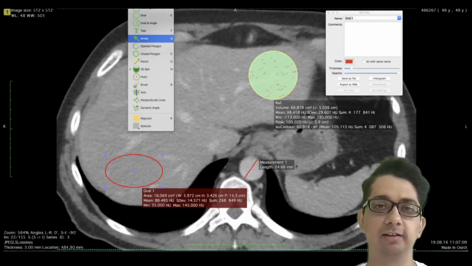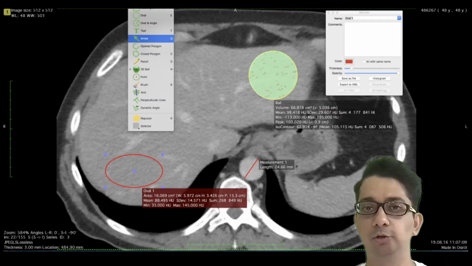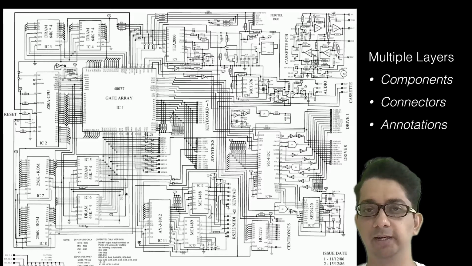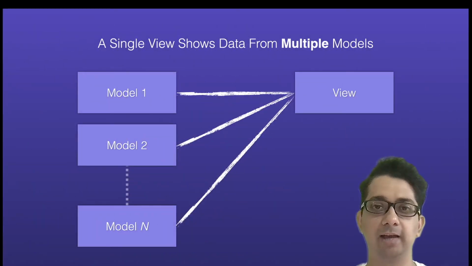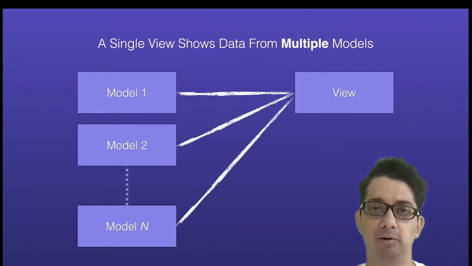In use cases like medical visualization and circuit schematic editor, we need to show data from multiple models in a single view. For example, in a circuit schematic editor, we have a view that shows multiple layers of data, like components and annotations and connectors and so on. Anytime we have a canvas-like view that is showing multiple layers of data, we have a model view construct where a single view is showing data from multiple models.